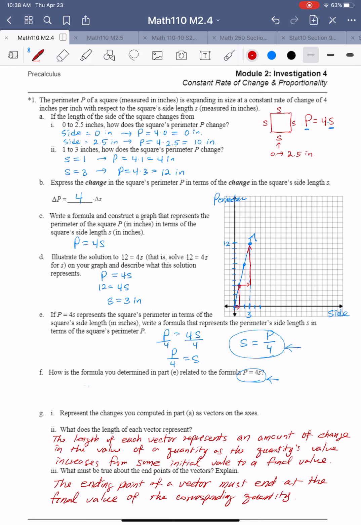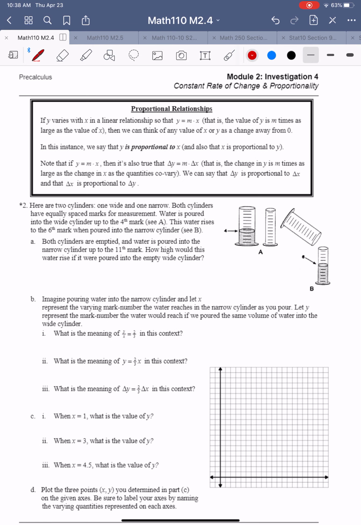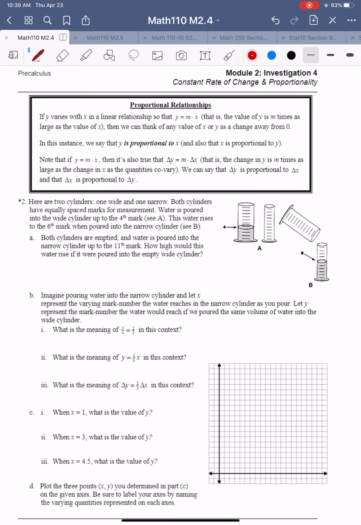So a vector direction should indicate the direction of the change from one value to the other. Okay. All right, let's go to the proportional relationship, because this investigation should talk about the constant rate of change and proportionality. If one of the things is increasing proportionally, we can use the proportional relationship. So number 2 actually explains proportionality well.